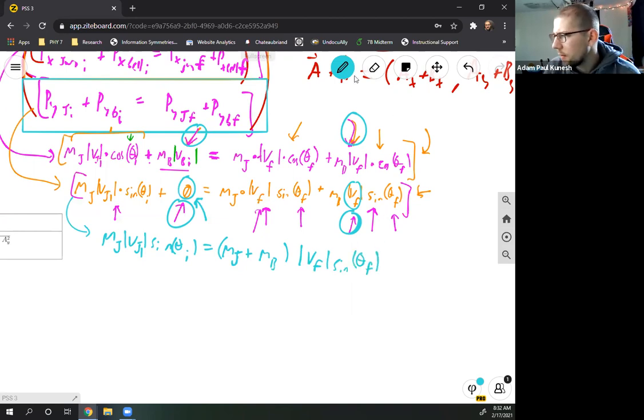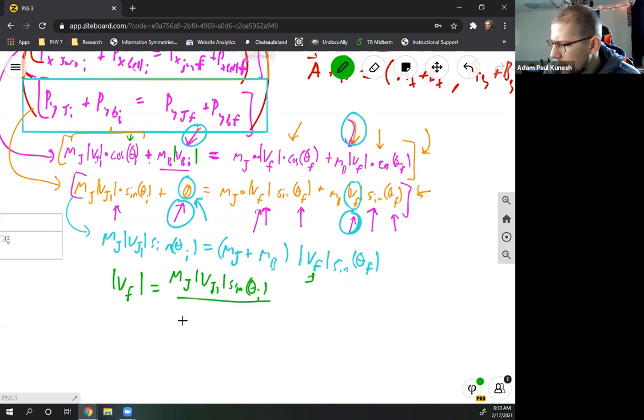Okay, and we're finally ready. Let's just write down the equation now for V final. I'm going to divide the left side by the right side and then swap sides. So magnitude VF, the ball and Jersey's final velocity, is going to be mass of Jersey times magnitude of Jersey's initial velocity times sine of theta initial divided by mass of Jersey plus mass of the ball times sine of theta final.